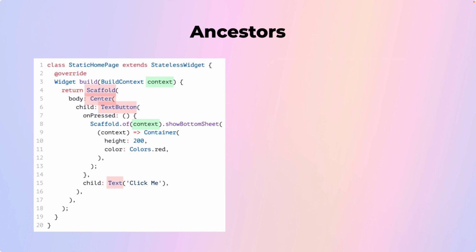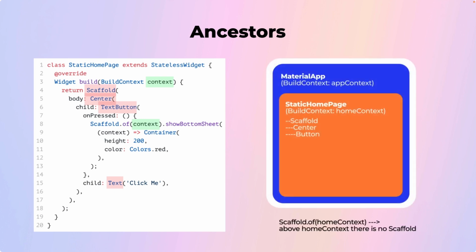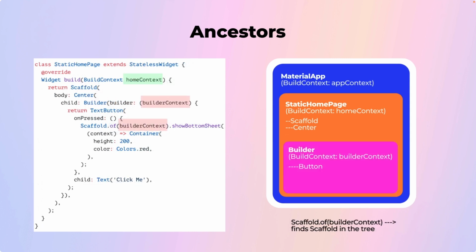So if we want to visualize, this looks like this. We have a static homepage which has its context, and then we only have material app. How do we fix this? Well, first option is to introduce a Builder widget. It's used mostly for those cases when you need to introduce a context on another level. So what we do, we introduce Builder, it introduces another context, and this time everything works correctly and the scaffold can be found.